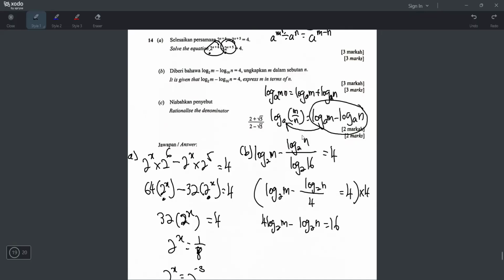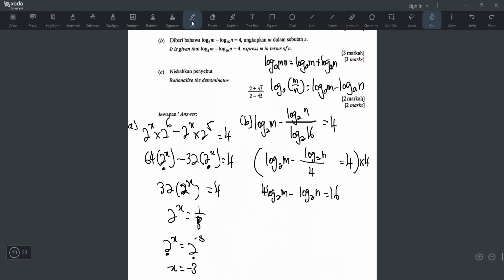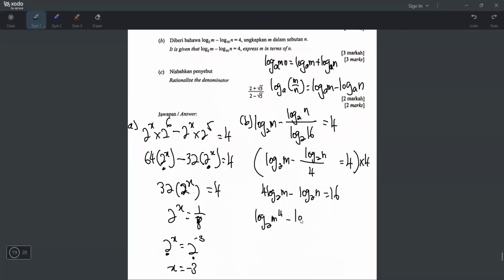So we can make it a single log, we can combine, become single log divide. But before we combine, make sure there is no number in front of the log first. If there is a number, you bring it up as a power. So you can see the 4 here, you bring it up first. So it becomes log 2 n power 4 minus log 2n equals 16. The reason I bring it up is because I want to combine them. So now there is nothing in front, it's ready to combine. So when you combine, it becomes single log divide. Who divide who? n power 4 divide n equals to 16.